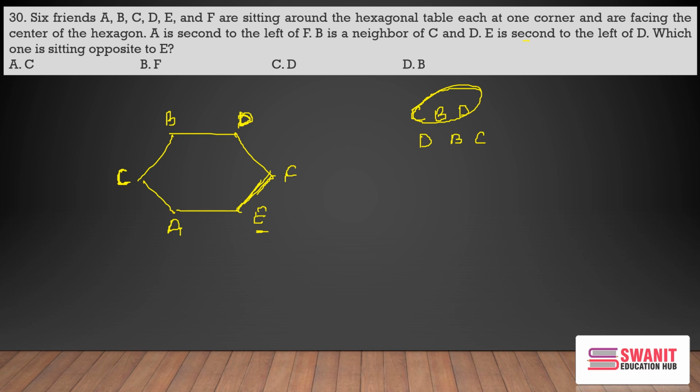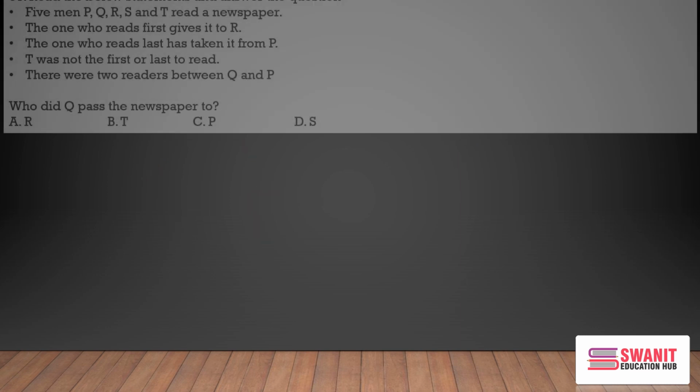Now the question is, which one is sitting opposite to E? E is here, opposite to E is B, and that's my answer to the question. So these are the types of questions we are getting in Deloitte.